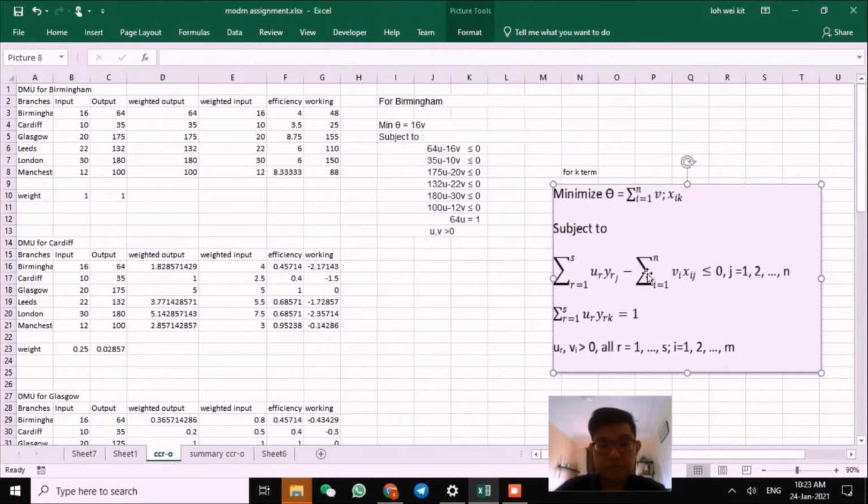Here is the output-oriented CCR model for the K terms. V is the weight of the input, while X is the input value. U is the weight of the output, and Y is the output value. The objective is to minimize delta by changing the value of V, which is the weight of input.